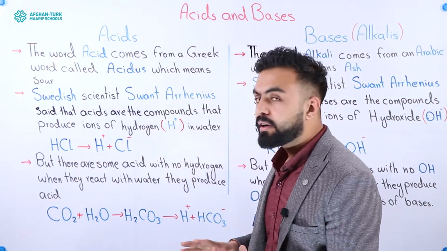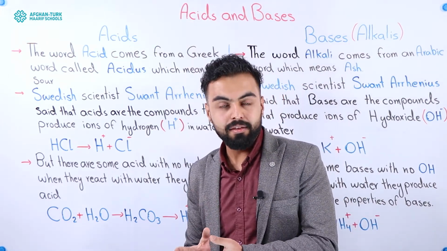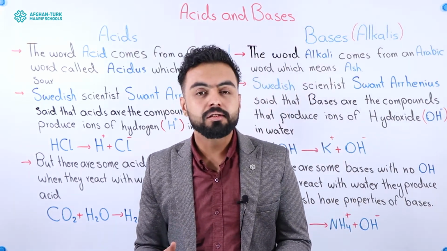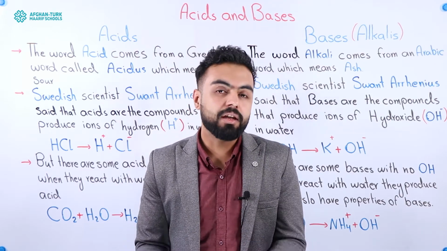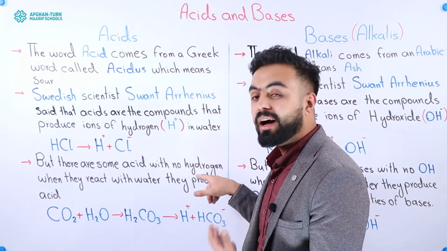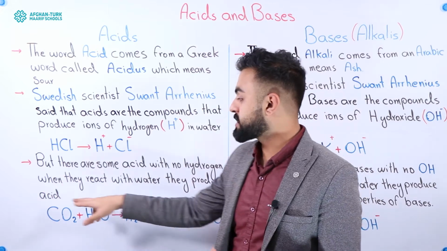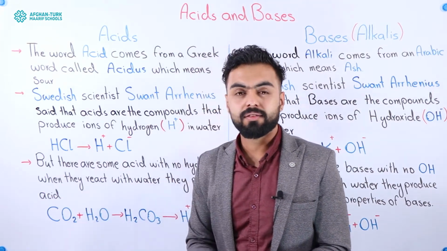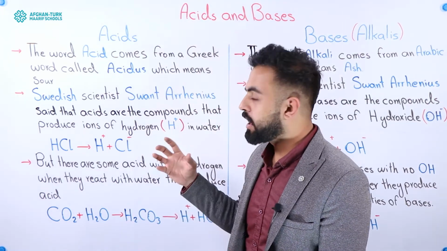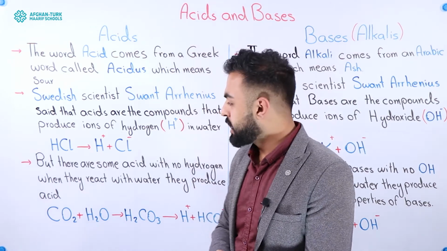But there are some compounds that are acids, but they do not produce hydrogen in water. Why? Because actually they do not have any hydrogen. So there are some acids with no hydrogen. When they react with water, they produce acid. So how do we know that they are acid? Because they have the properties of acid. And having hydrogen is not the only property of acid.